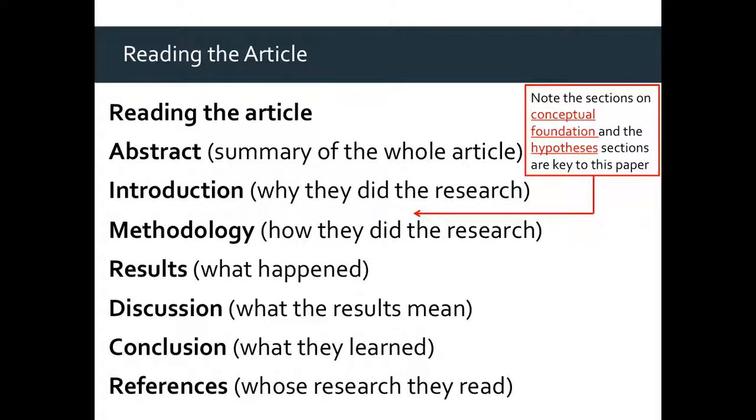What's slightly different with this paper is that there are 3 studies. So we have 3 methodology sections, 3 results sections, and 3 discussion sections. It's up to you at what stage in your analysis you want to look at all of those in detail. But the rest of the paper follows a fairly typical format.